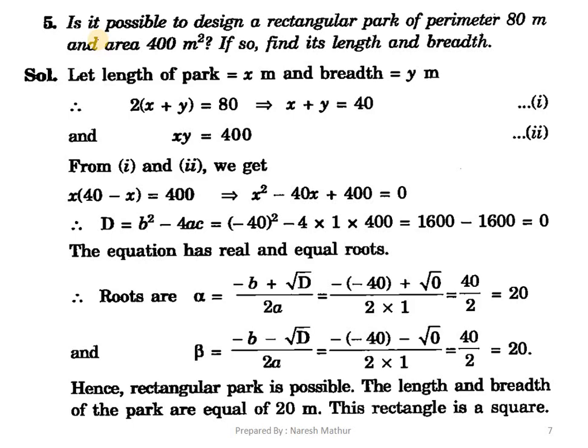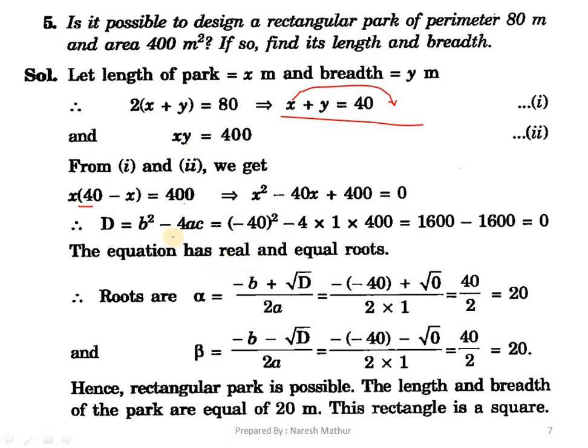So let the length of the park be x and breadth be y meter. As we know, the perimeter of a rectangle is twice of L plus B, so it will be twice of x plus y equals 80, so that we get x plus y equals 40. From here again we can take y equals 40 minus x. Just substitute the value of y in the second equation. So x into 40 minus x equals 400. So we have an equation x square minus 40x plus 400 equals 0.